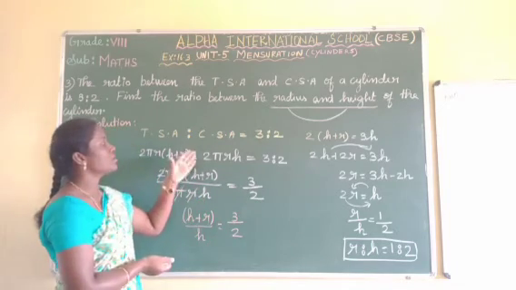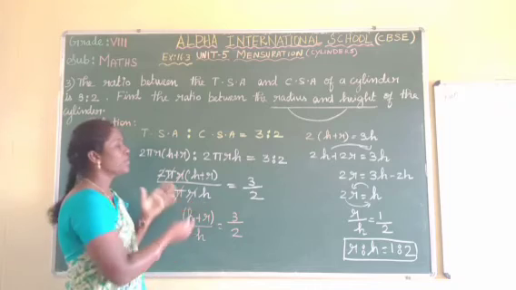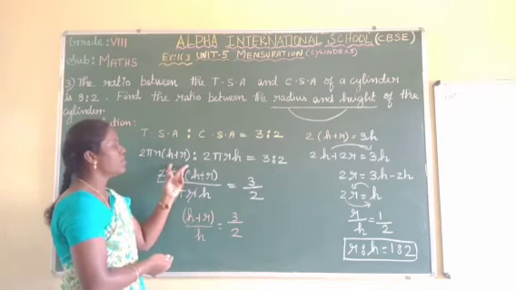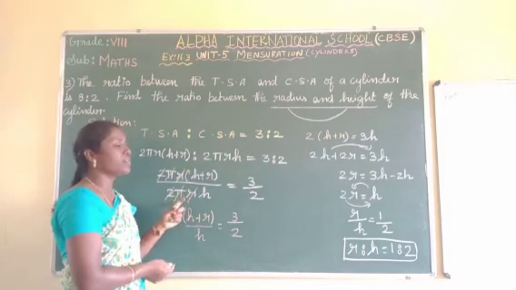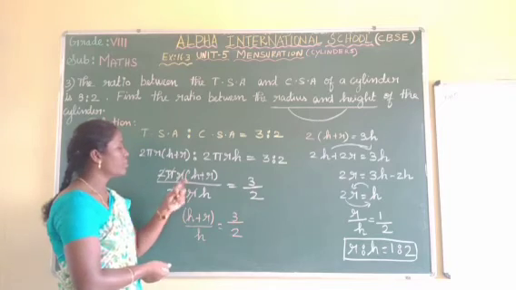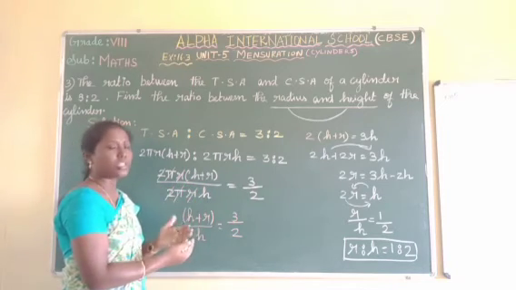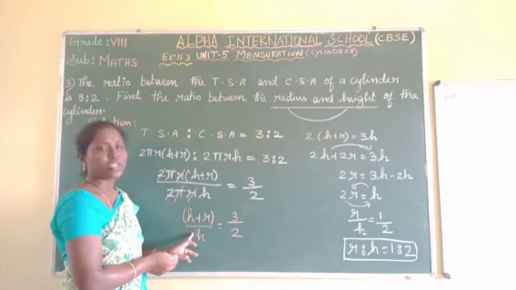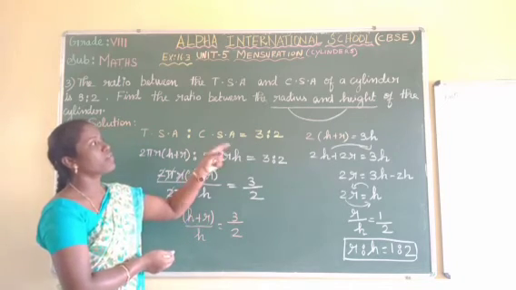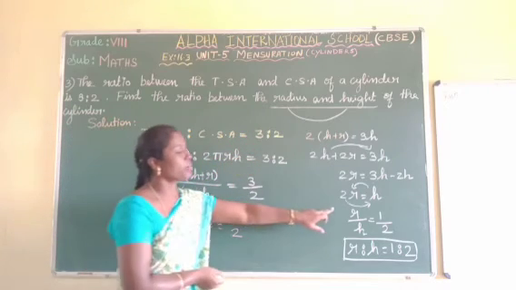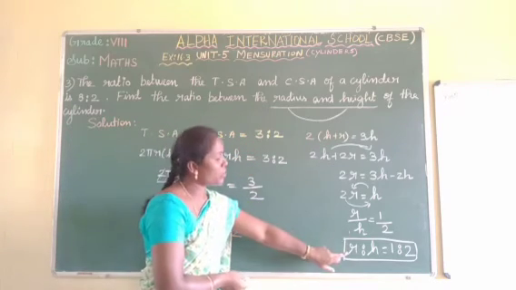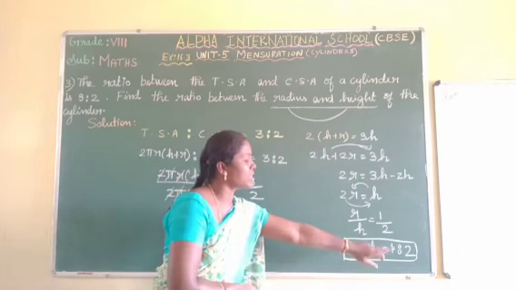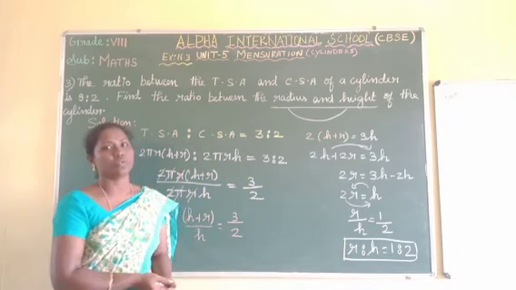See, from the curved surface area and total surface area, we did the calculation. Whenever it is in the ratio, we can take it in the form of a fraction. After changing it into a fraction, simplify that. Here we did the cross multiplication and got the ratio in the form of R is to H. So make it in the form of R by H. So we got the ratio of the radius and height as 1 is to 2.